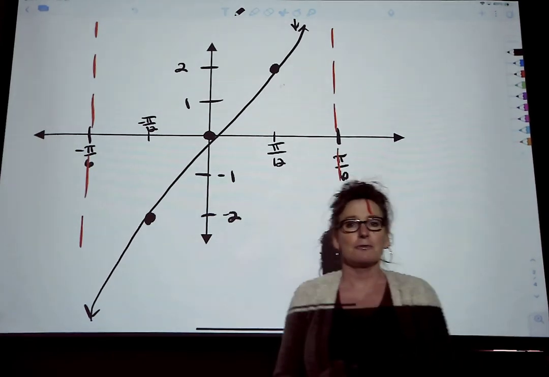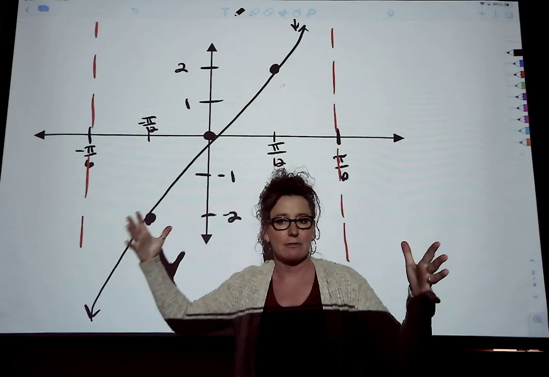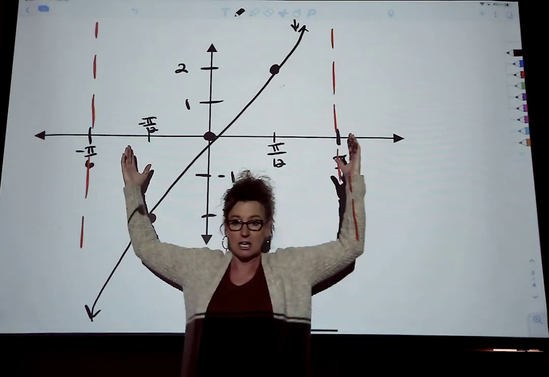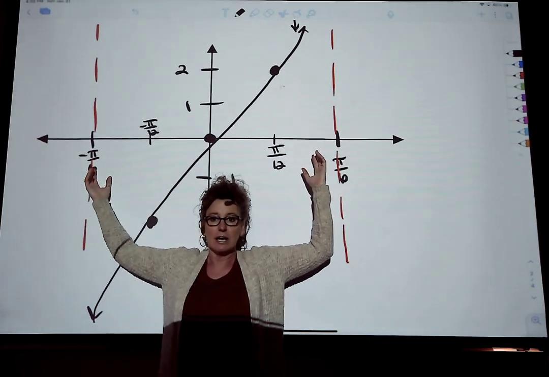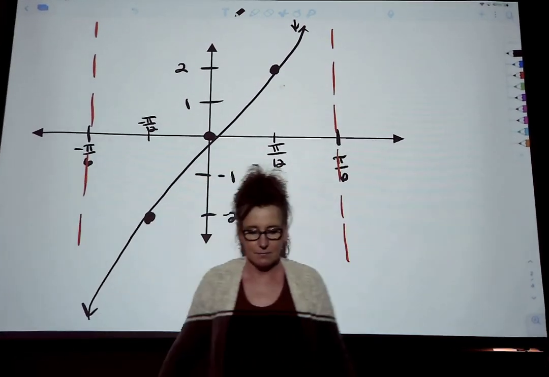Alrighty, good luck with those fractions. Again, determine your period, figure out how wide you need to make your graph. We're pretty much going to center these around the origin, unless, of course, you need to take your asymptotes and shift them one way or another. All right, good luck, guys.